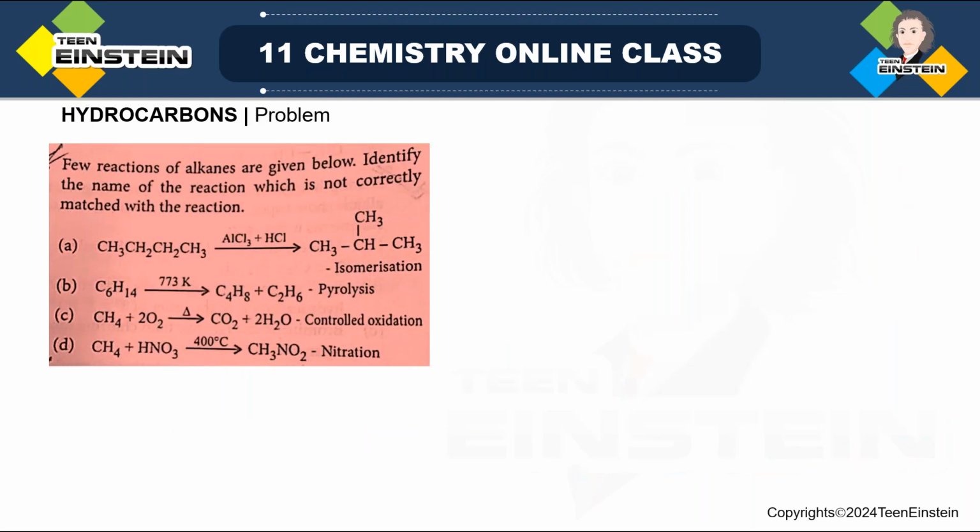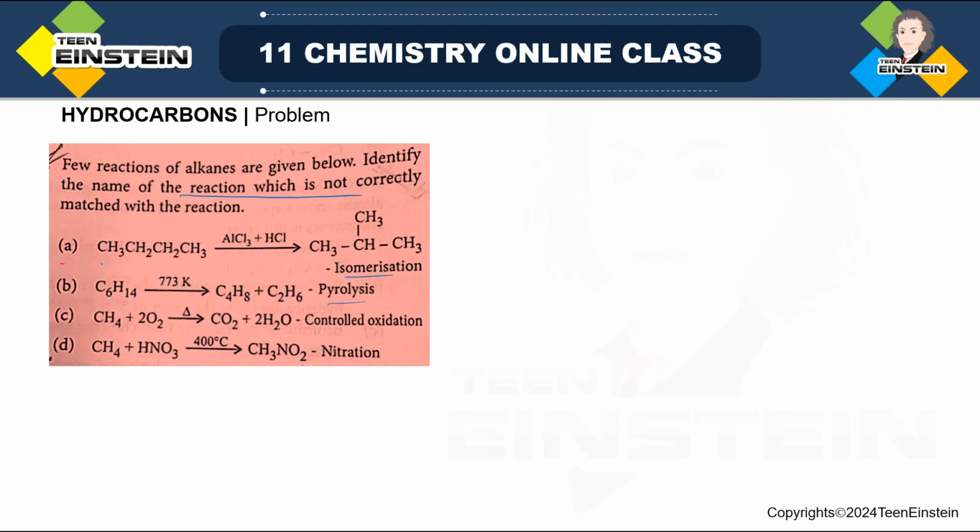Now we have finished all the reactions related to chemical properties of alkanes, and based on that we have a problem here. The problem shows a few reactions of alkanes, A, B, C and D, a total of 4 reactions. It is asking to identify the name of the reaction which is not correctly matched with the reaction. Some names are given for each of these options. For A, it is mentioned as isomerization. For B, it is mentioned as pyrolysis, then controlled oxidation, and then nitration. Now you have to find in which case it is not a correct name. So you have to recognize the reaction, right? That is what the question is all about.